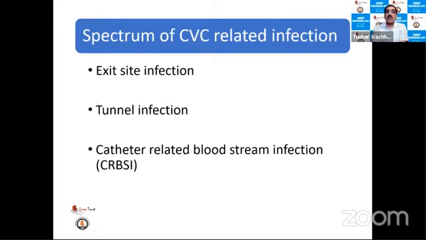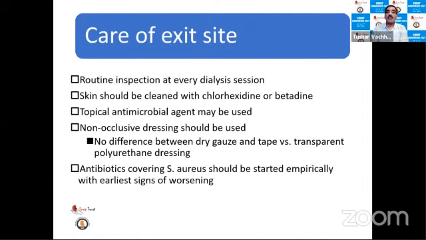The other major aspect of catheters is catheter-related infection. Catheter-related infections can be minor, like exit site infections, but they can turn into a major problem with the infection spreading into the tunnel or into the bloodstream. So as one can understand, a catheter really is a highway for microorganisms and bacteria to travel into the bloodstream.